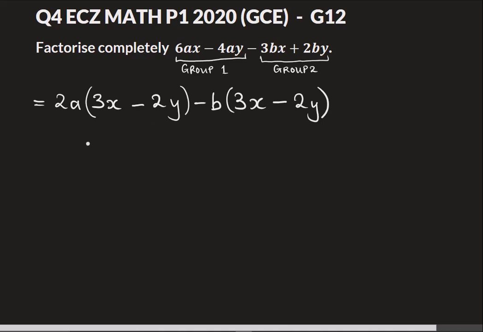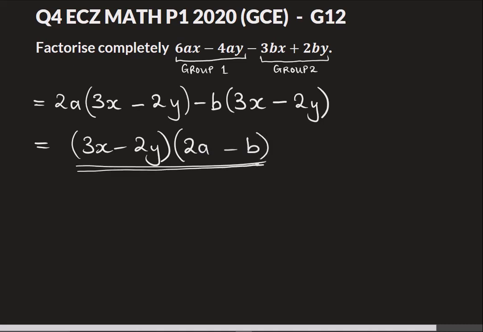Now, in the next step, what we'll do is we'll write that part which is common, 3x minus 2y. It's common in both, and then write the remaining part. If we factor out from this whole expression, we put 3x minus 2y in brackets. What we'll be left with here is 2a and minus b. So this is now our completion of factorizing.